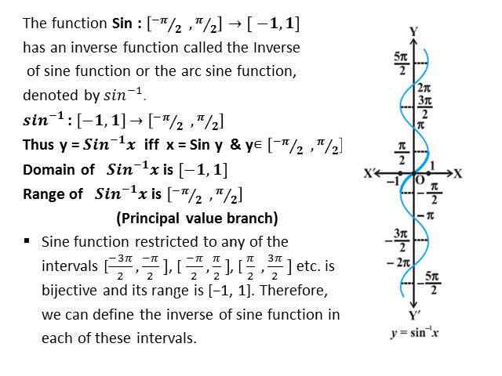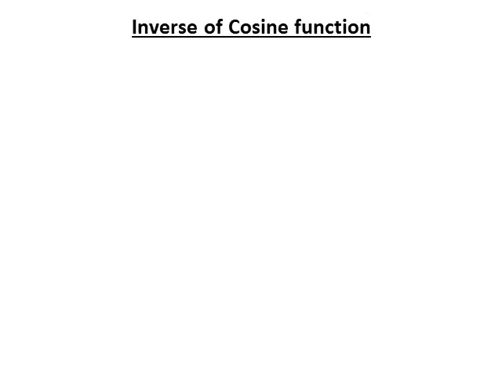Also remember, sine function restricted to any of these intervals is bijective and its range is closed interval -1 to 1. Therefore, we can define the inverse of sine function in each of these intervals. As we have many options for inverse of sine function, closed interval minus pi by 2 to pi by 2 near to origin is considered as principal value branch. Let's discuss about inverse of cosine function.